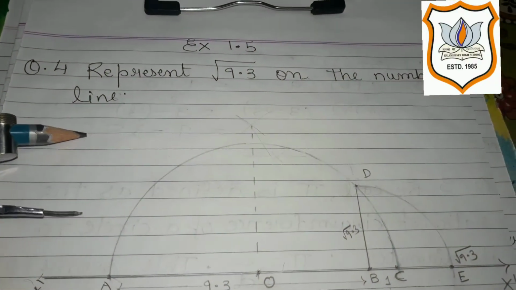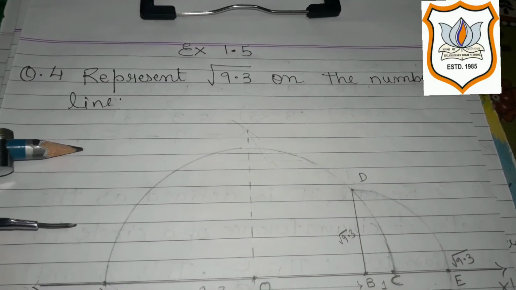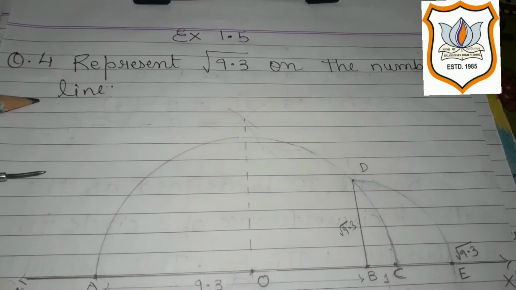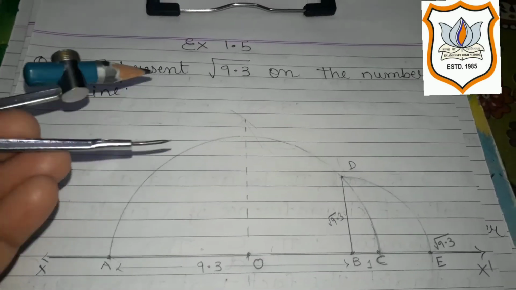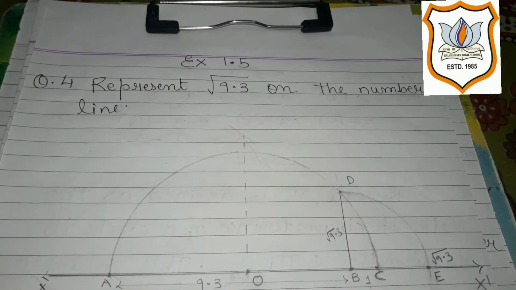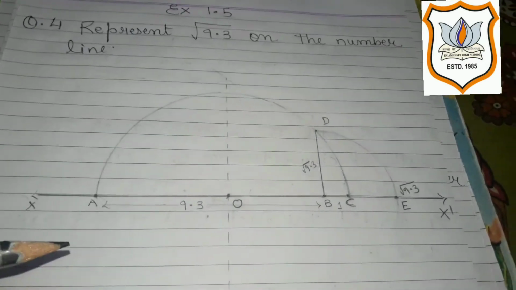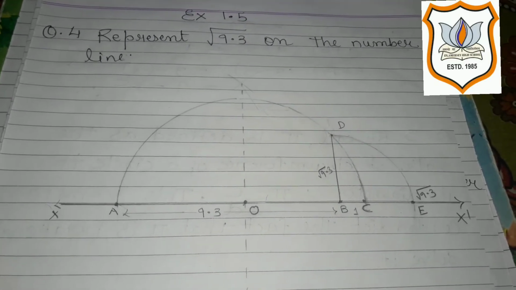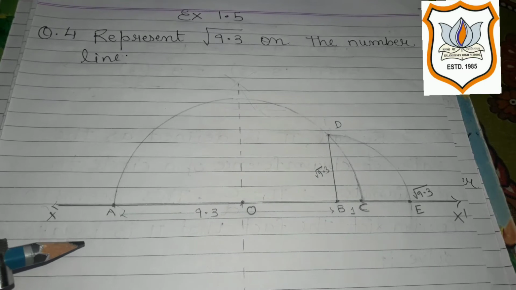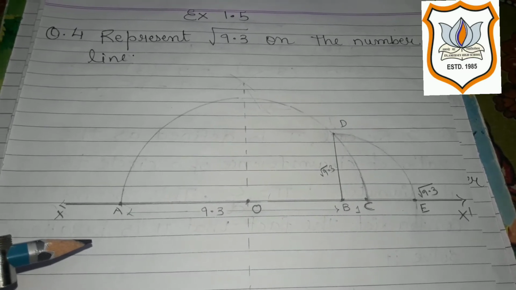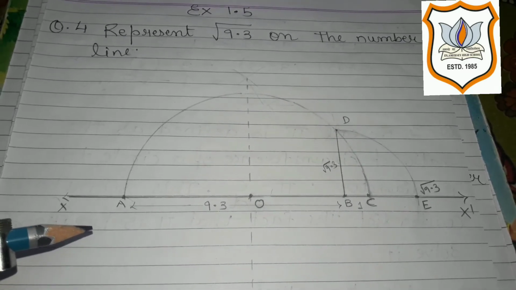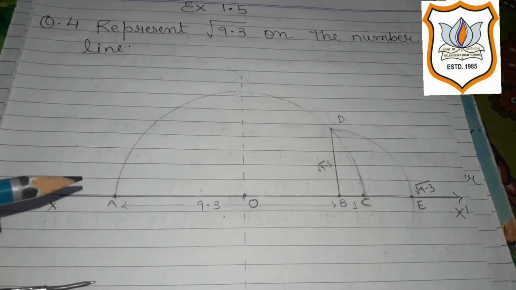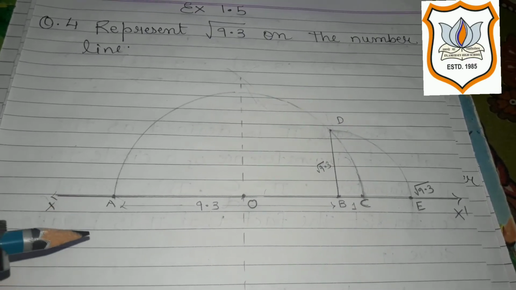Hello students, chapter 1, exercise 1.5, question number 4. Represent root of 9.3 on the number line. This is another very important question. As in the earlier exercise, where we discussed plotting root 5 on the number line, similarly this time we have to draw root of 9.3 on the number line.